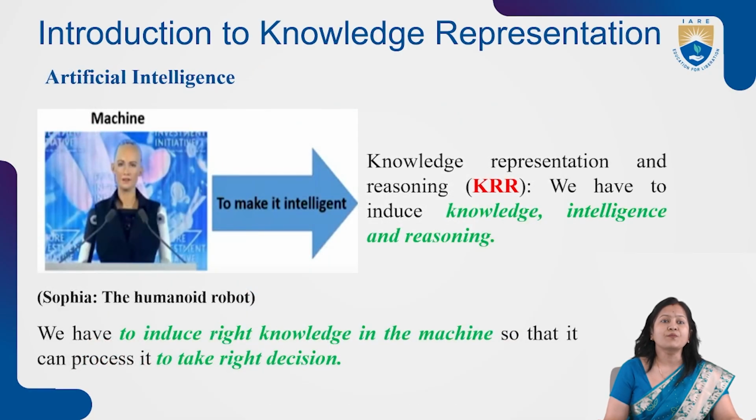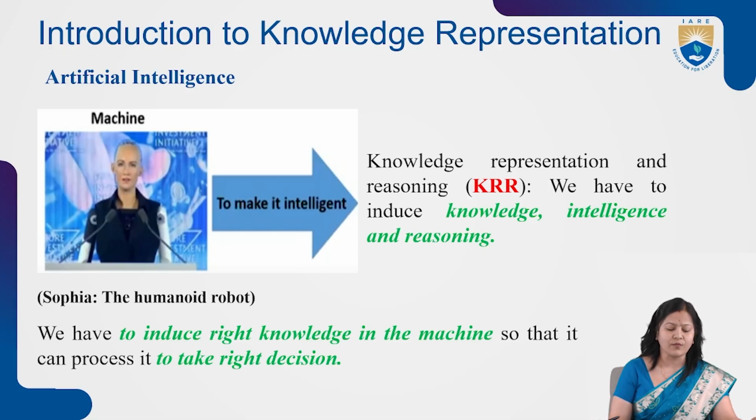Now you can see this picture. This picture is nothing but the picture of Sophia, which is a humanoid robot. I hope you might have known. So how does it look? It is intelligent. This humanoid robot is intelligent because it looks like a human body, and it has the capability to communicate with human beings.